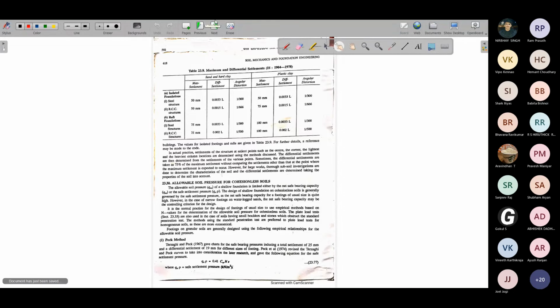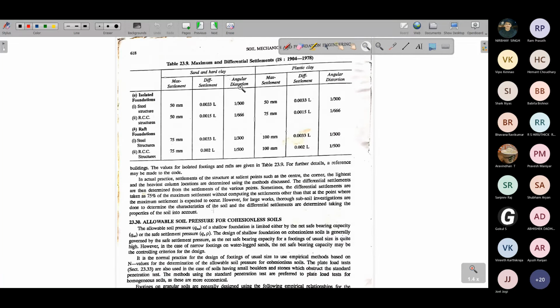So this table is very important. Look here: sand and hard clay, and plastic clay. So maximum and differential settlements are given here. What is the angular distortion? It is given. You read that paragraph on angular distortion and all. These things are very important for us.